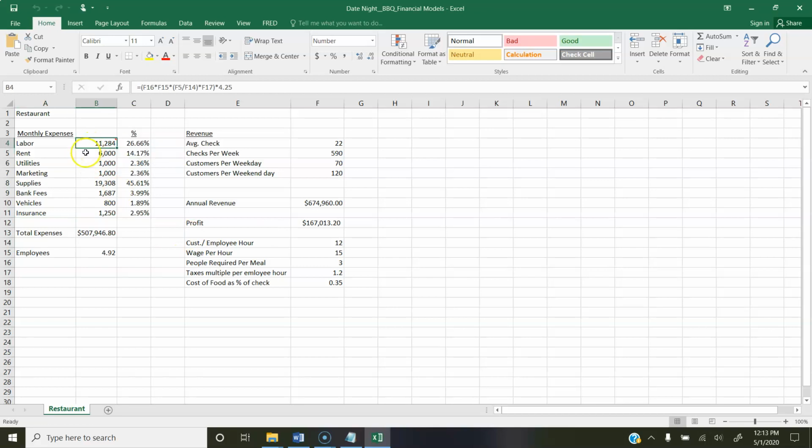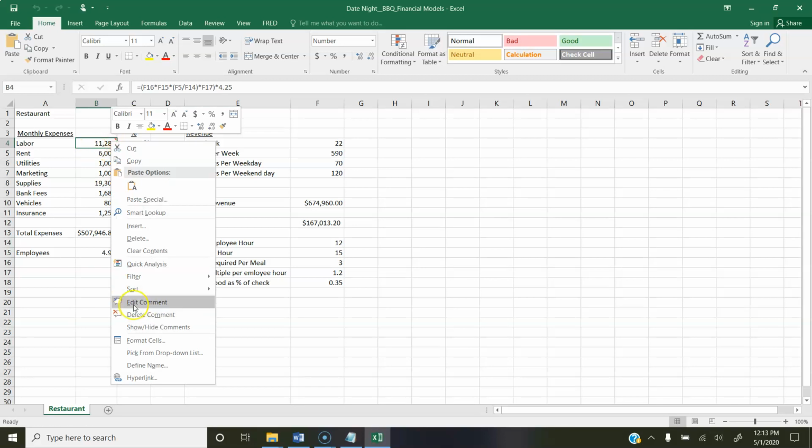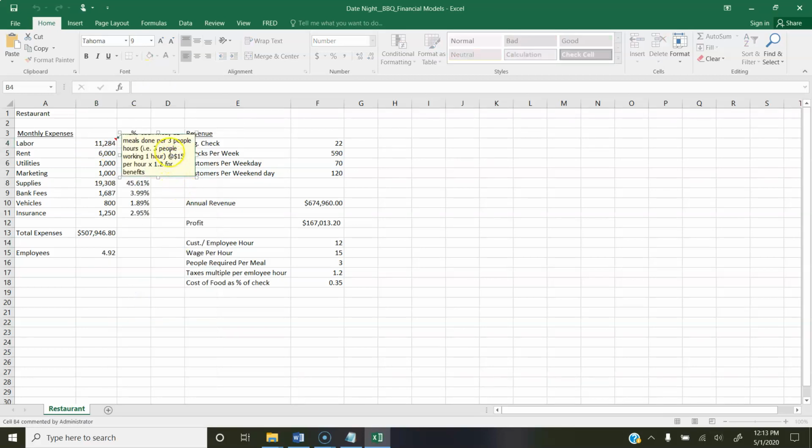Now, we can go through and add these up. Labor is the section that probably most people struggle with the most. So, in this hypothetical model, we're going to say we've got 3 people that are required to make each meal. Okay, and that includes your cashiers, your cooks, your cleaners, all the behind-the-scenes people. Let's say that we've got 12 meals done per 3 person hours. Essentially what we mean by that, if we take a look at this comment, is that there's 3 people working 1 hour.